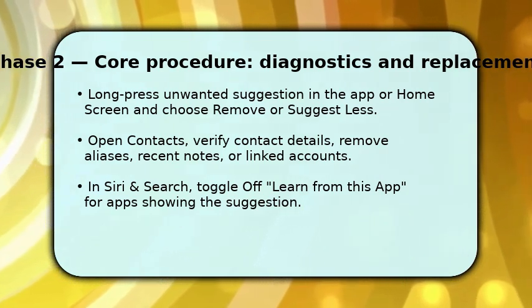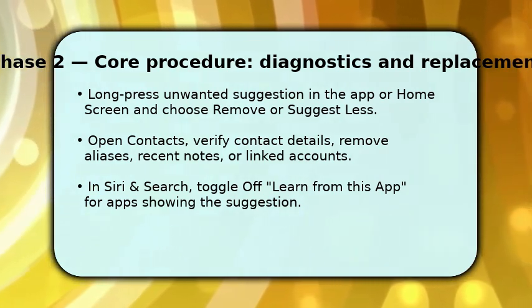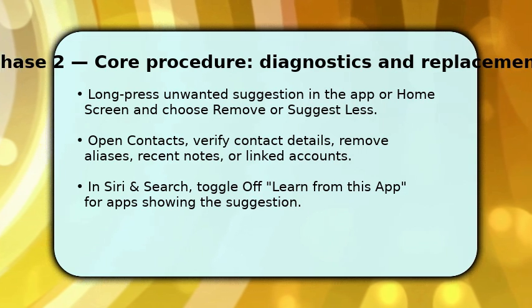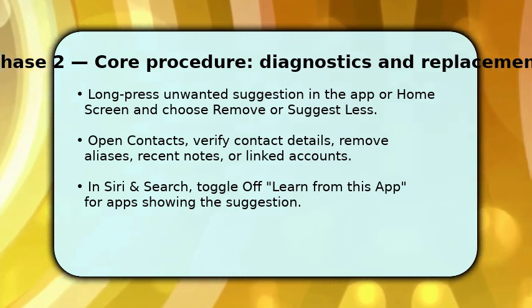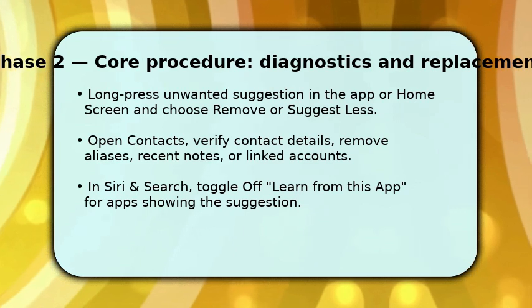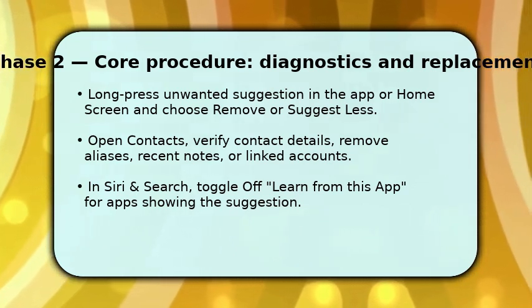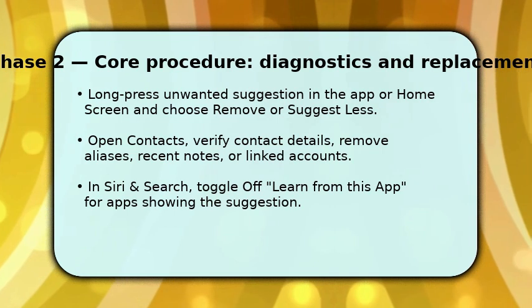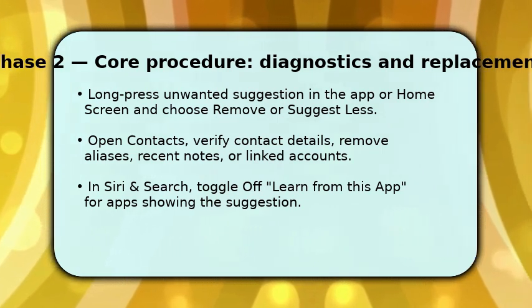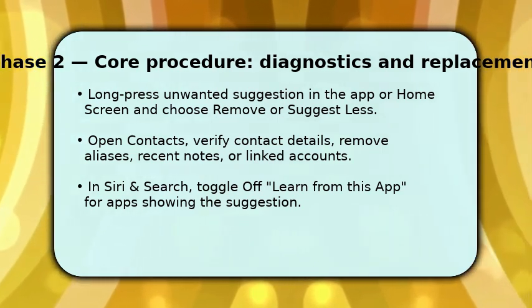Next, open Contacts and clean up extraneous info. Delete nicknames, recent notes, or linked social accounts that trigger matching. Once done, return to Siri and search and disable Learn from this app for any app that contributed data. These steps ensure both the item and its learning signals are removed.